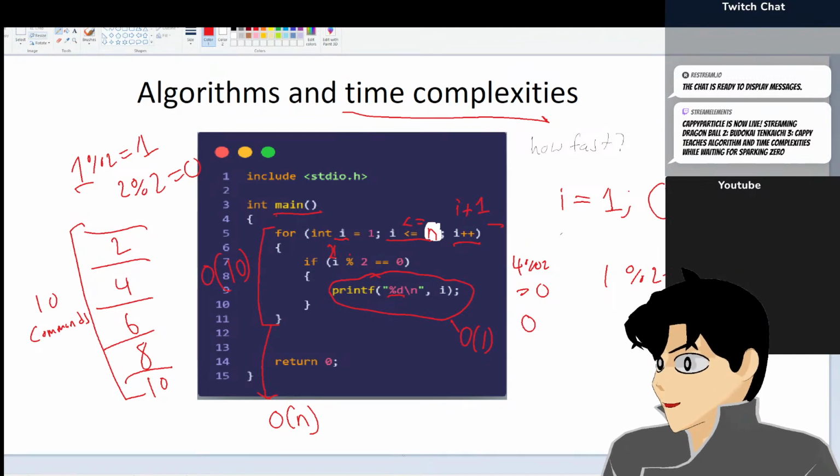All right. Let me just erase everything. How do I up the size of this?